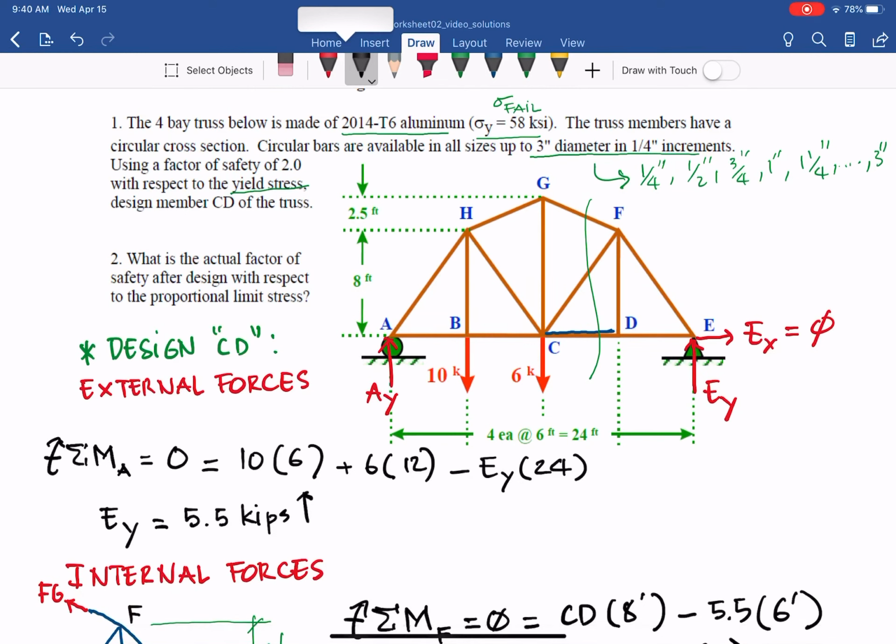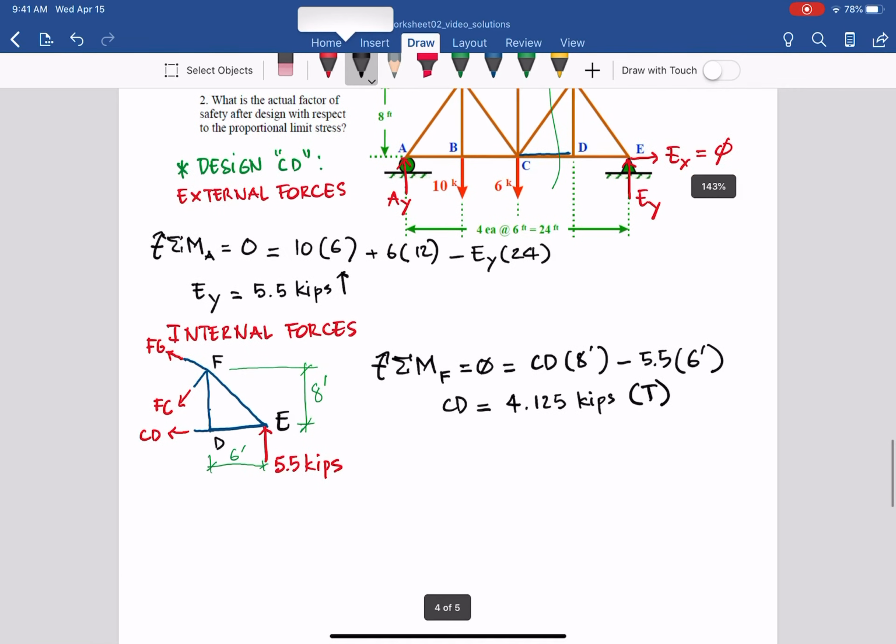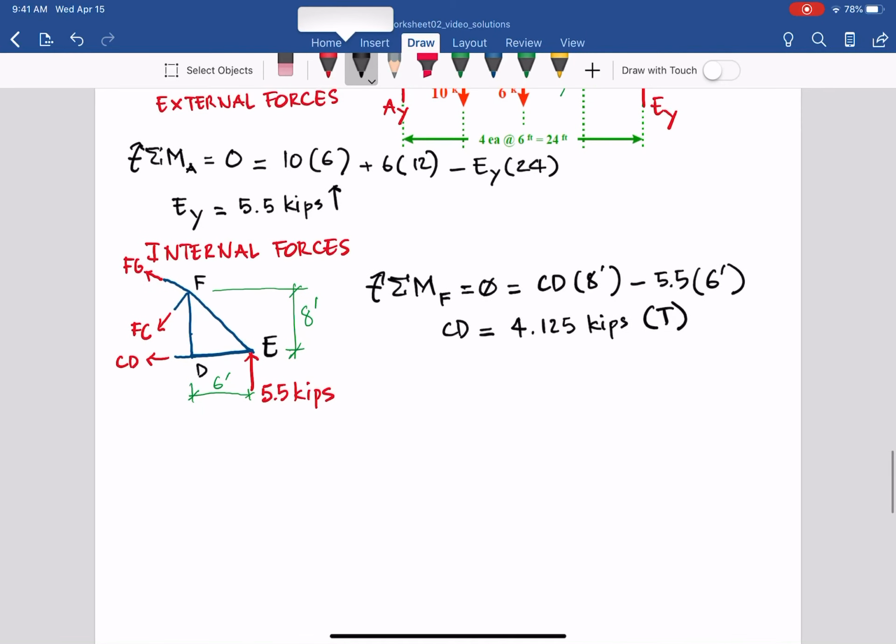The bottom members AB, BC, CD, and DE are all in tension. The top members AH, HG, GF, and FE should be in compression. From that, we can go ahead and find the stress. So you can see external force, internal force, and stress. The next step will be stress.